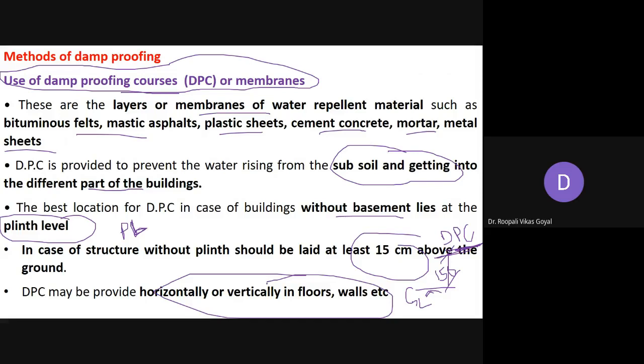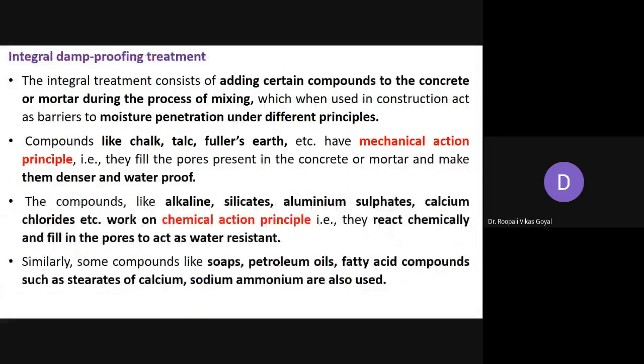Next is integral damp proofing treatment. So instead of a layer, you can do it by the integral method also. Basically, the integral treatment method consists of adding certain compounds to the concrete and mortar during the process of mixing. When we use mortar or concrete, at that time we add some materials which prevent moisture penetration by different actions. So moisture penetration is to be avoided by those particular compounds under different principles.